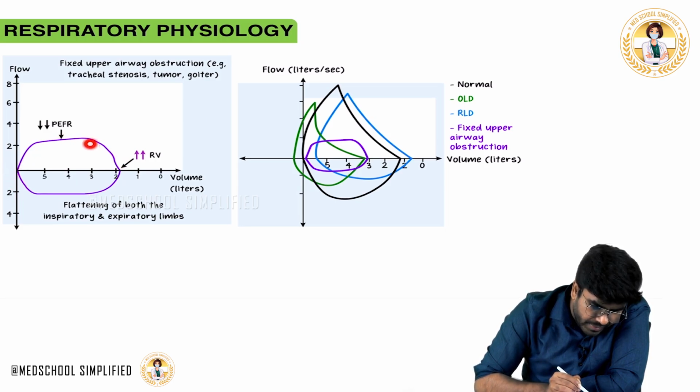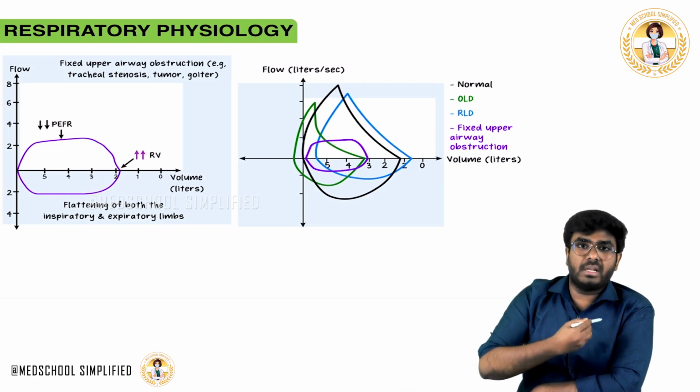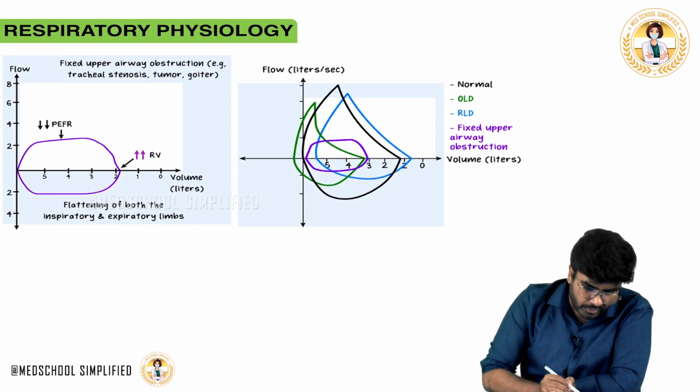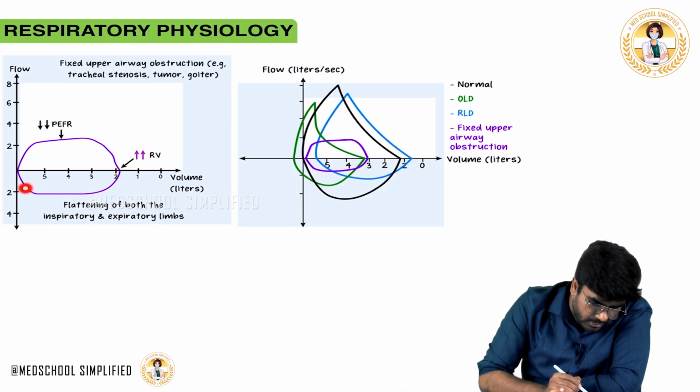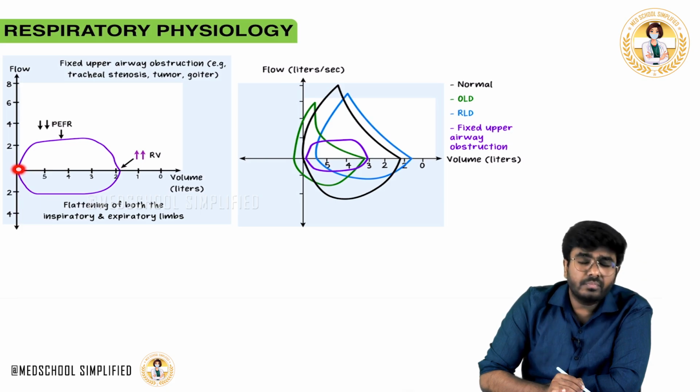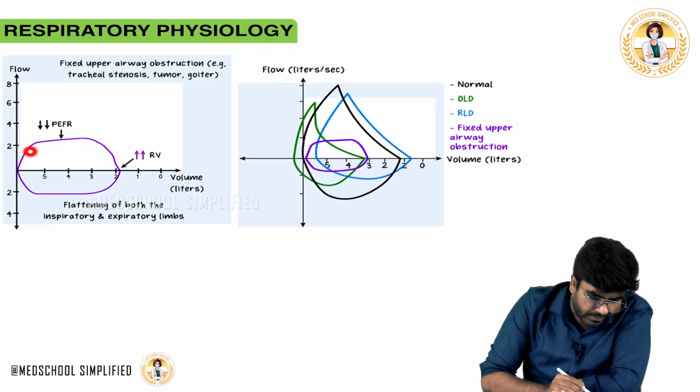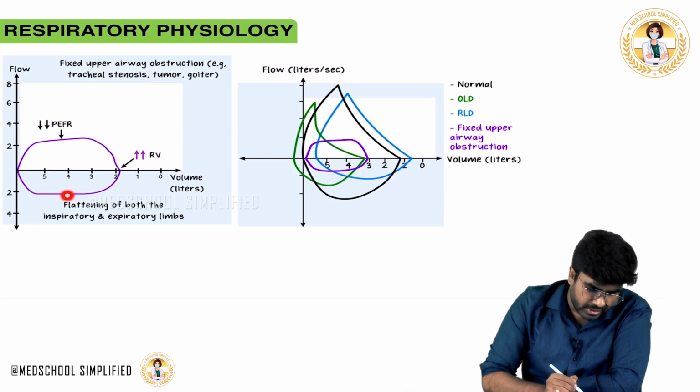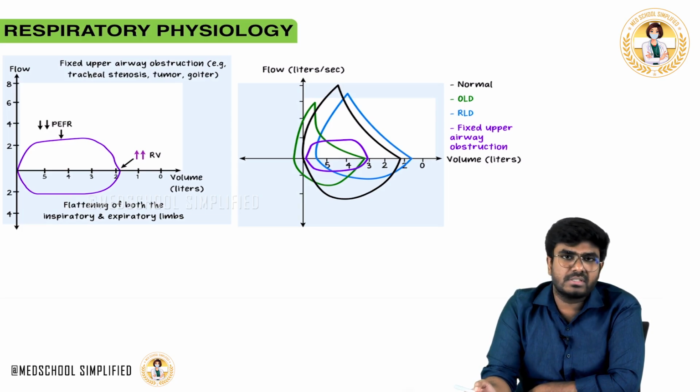Both the inspiratory limb and the expiratory limb are decreased. There is no problem with the lungs. Air will go, starting from the residual volume, slowly, and achieves the total lung capacity. And air will come slowly out of his lungs. So peak expiratory flow rate is decreased, and peak inspiratory flow also decreases. Expiratory flow, inspiratory flow, both are decreased. So flattening of both the inspiratory and expiratory curves is seen.